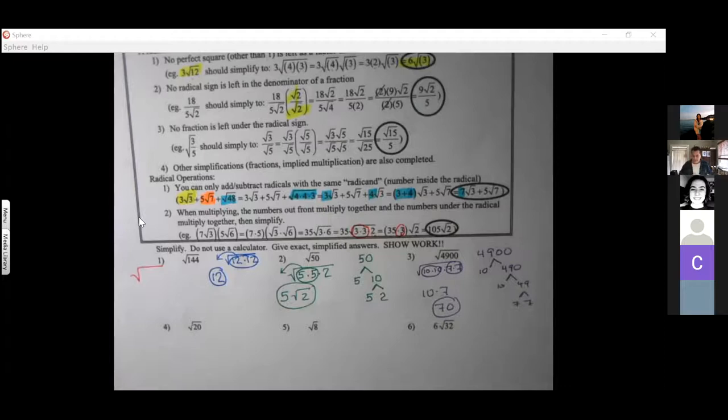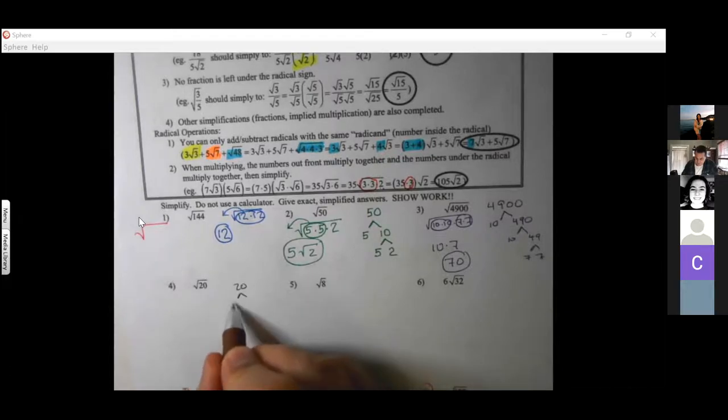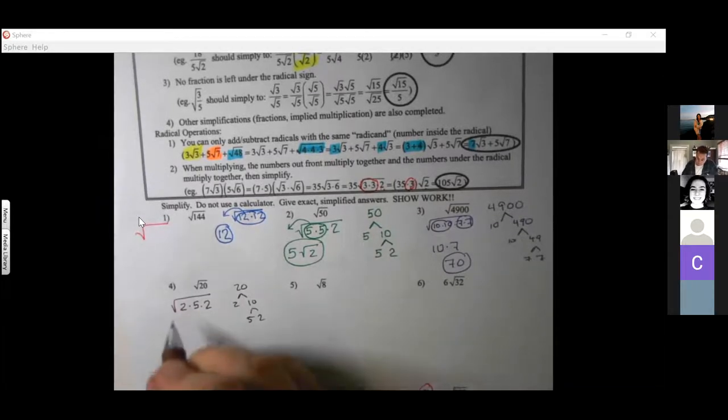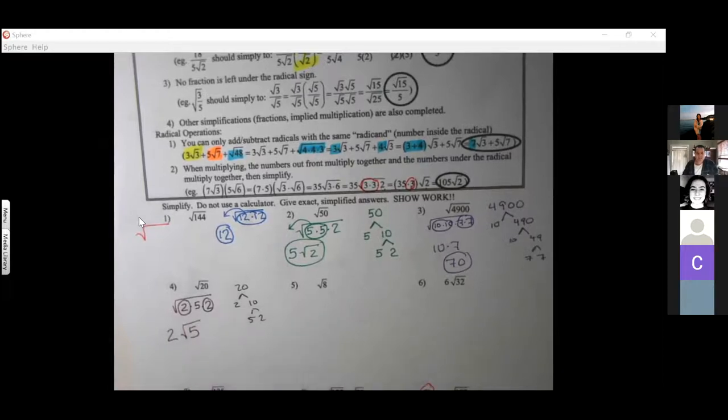And again, they don't always come out that smoothly. Sometimes, for instance, with 20, I might see something like, okay, so 20 could be 2 times 10, which is 5 times 2. And I see 2 times 5 times 2. There is a pair of 2s in there. So those come out. 5 is stuck on the inside, needing to do it themselves.